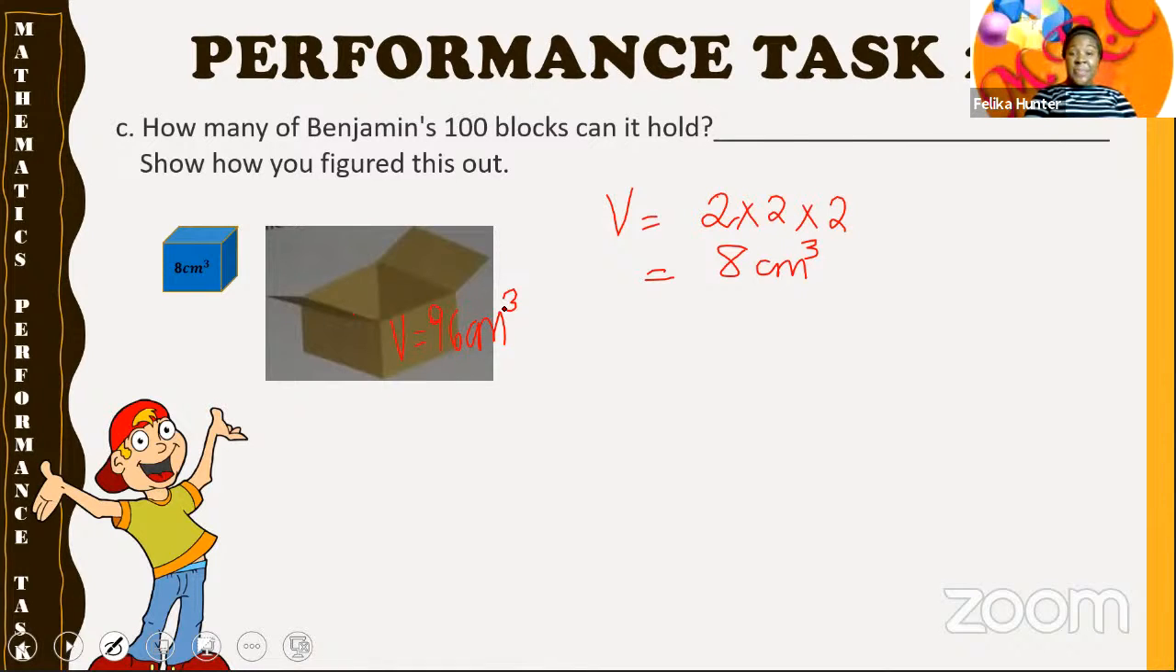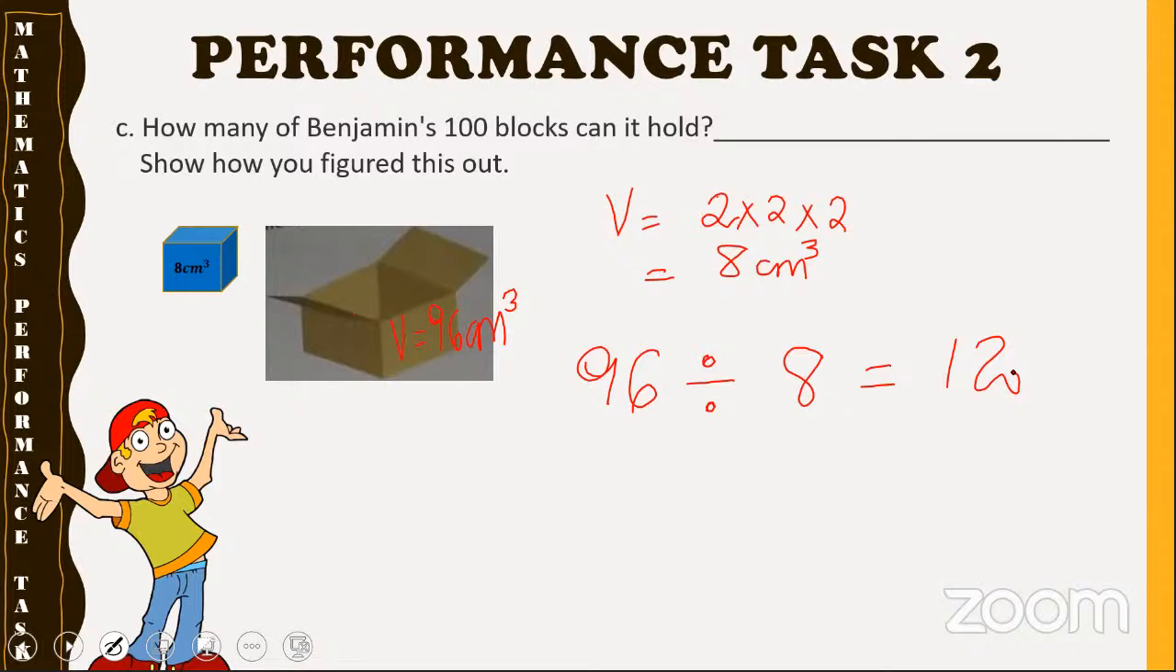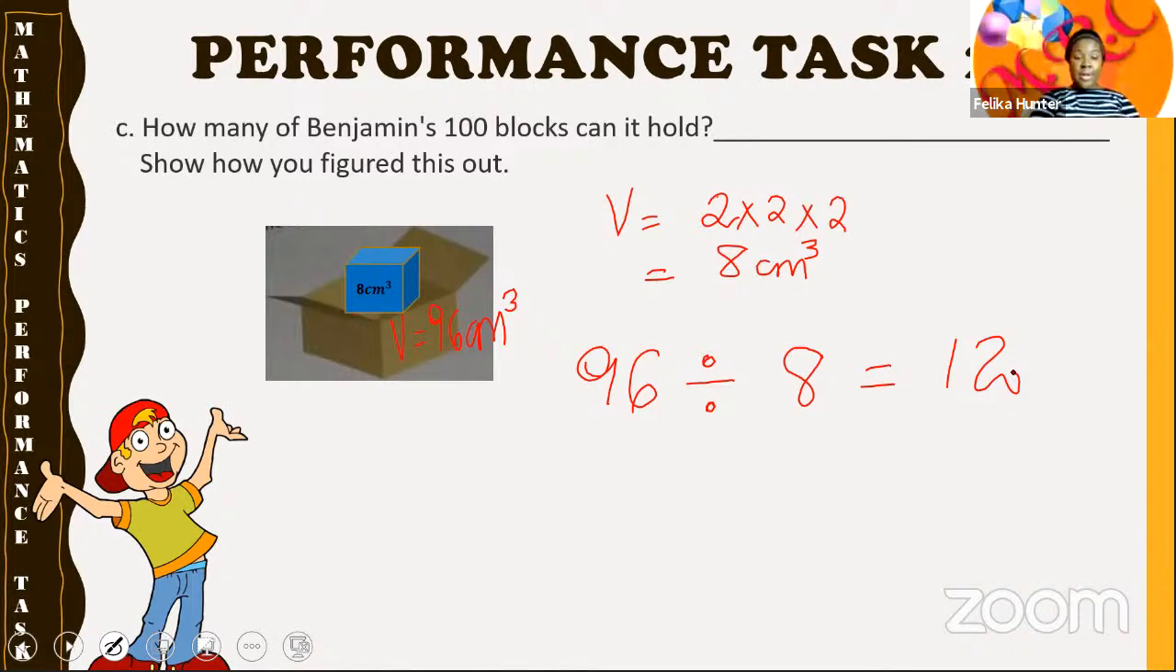All right, so to figure out how many we can hold, we divide 96. Let's just leave the units off for now. So we divide 96 by 8, and 96 divided by 8 gives us 12. So 12 blocks we can place into that box.